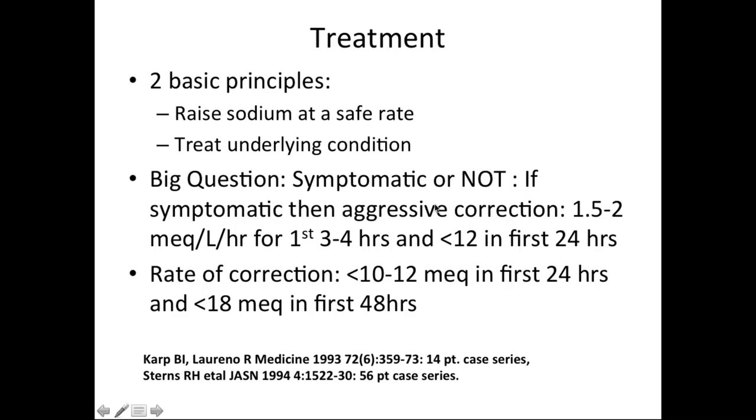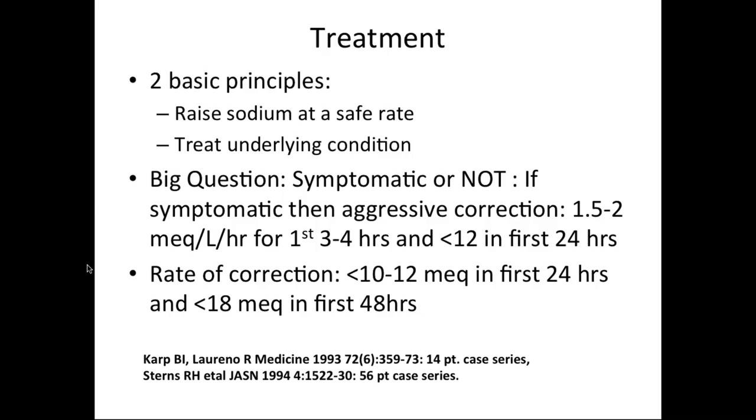The two basic principles of treatment are: one, raising the sodium at a safe rate, and two, treating the underlying condition. The biggest question that you have to answer upfront whenever you see someone with hyponatremia is, are they symptomatic or not? If they're symptomatic, then you need to do aggressive correction within the first 3 to 4 hours. And then the final 24-hour correction always remains the same: you want to keep it below 10 to 12, and less than 18 in the first 48 hours. The other part to keep in mind is that it is not 10 to 12 every day going forward. It is 10 to 12 in the first 24 hours and then less than 18 in the first 48 hours.